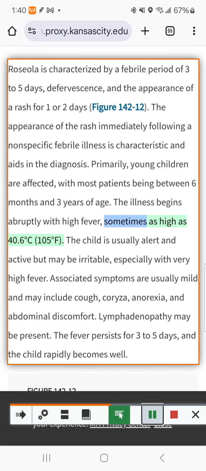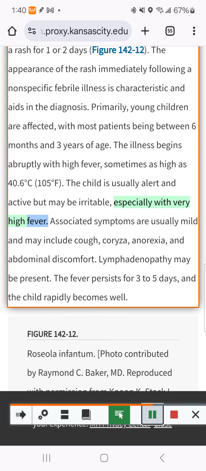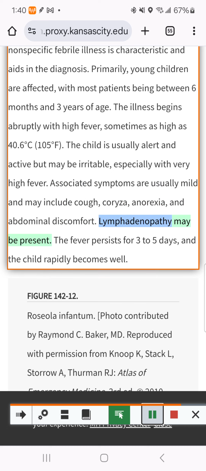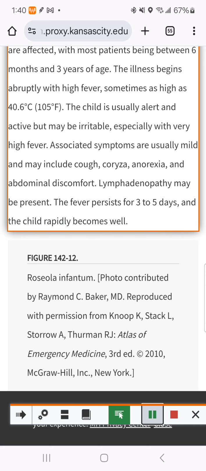The illness begins abruptly with high fever, sometimes as high as 40.6 degrees Celsius, 105 degrees Fahrenheit. The child is usually alert and active but may be irritable, especially with very high fever. Associated symptoms are usually mild and may include cough, coryza, anorexia, and abdominal discomfort. Lymphadenopathy may be present. The fever persists for 3 to 5 days, and the child rapidly becomes well.